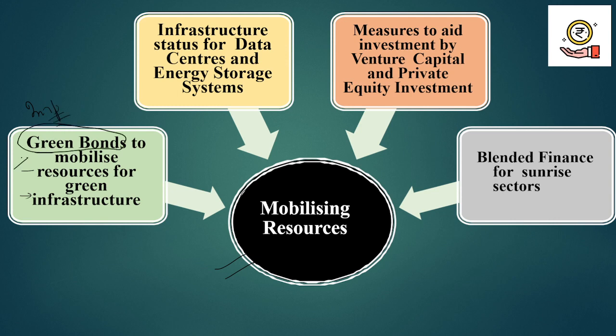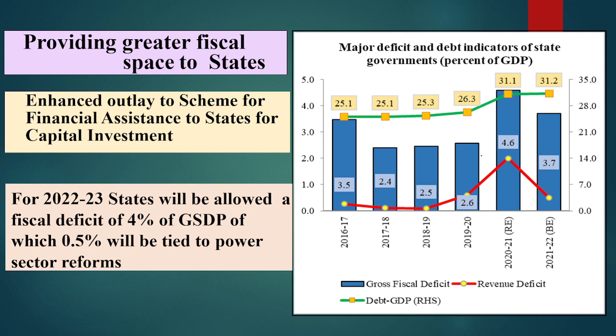All right, and it is the responsibility of every corporate that they have to invest some money in the green infrastructure. So apart from this, there would be infrastructure status for data centers and energy storage system also. Measures to aid investment by venture capital and private equity investment, and blended finance for sunrise sectors also.